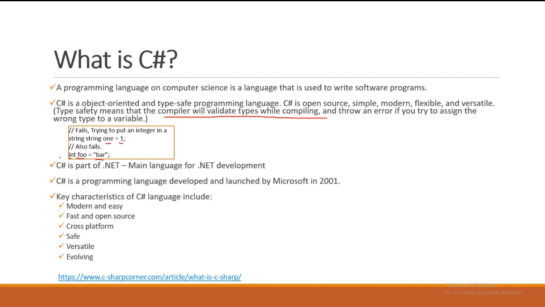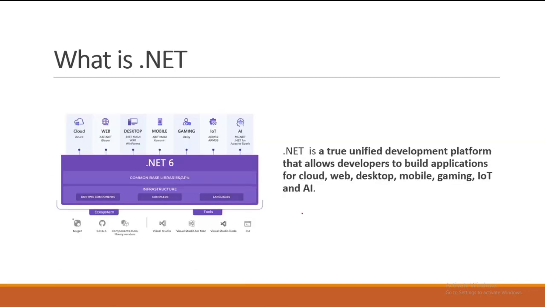Okay, C# is a part of .NET, and C# is the main language of .NET development. It's important. C# is the programming language developed and launched by Microsoft in 2001. Why do we choose it? It is modern and easy, fast and open source, cross-platform, safe, versatile, and evolving. You can get more information, of course.